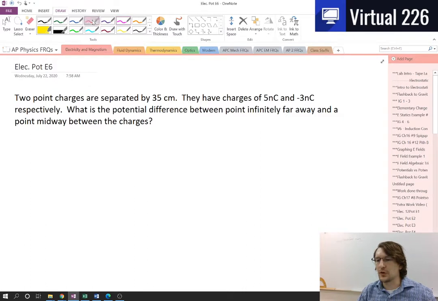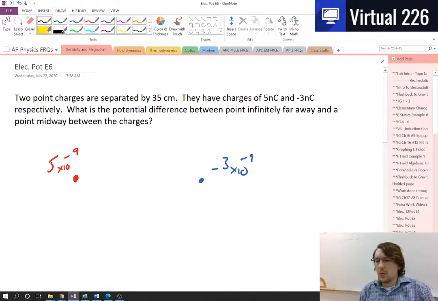Hey, so we're looking at the sixth example of electric potentials. What we have here are 2 point charges separated by 35 centimeters. One of the charges is 5 nanocoulombs, and it's positive, so that's 5 times 10 to the minus 9. And then the other charge is minus 3 nanocoulombs, so minus 3 times 10 to the minus 9.